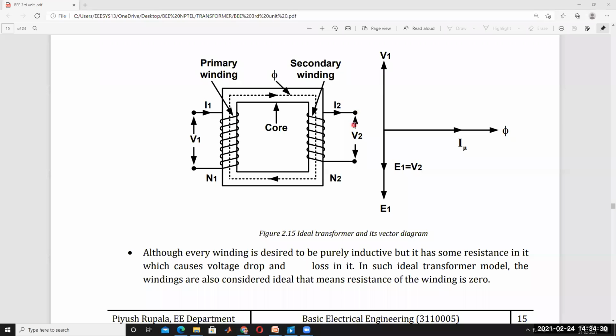Understood? If it is open circuited, that means there is no load between these two. That's why the current drawn from the supply is equal to 0, that is, I2 is equal to 0. You know I1 is proportional to I2, so I2 equal to 0 means I1 is equal to 0. But that is only for the ideal case. Practically I1 is not equal to 0. So I1 is equal to I naught, that is called no load current.